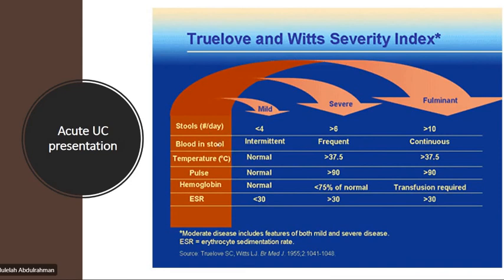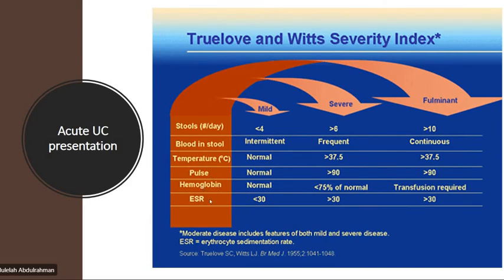This is from 1955, and there is a new version, but I prefer to start with the old one. So I tend to categorize them based on the upper two history, the middle two signs or examination, and the last two are labs. So it is easier for you to remember: when I ask you what scoring system to use to categorize a patient with colitis, you can say Truelove, and it has 6 factors, 6 variables. So 2 history: the number of stools and the presence of blood; the signs: temperature and pulse; and the hemoglobin and ESR.